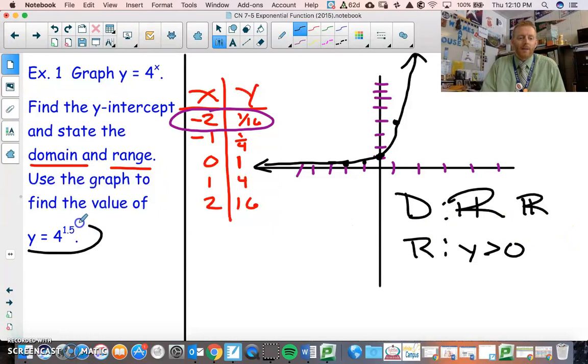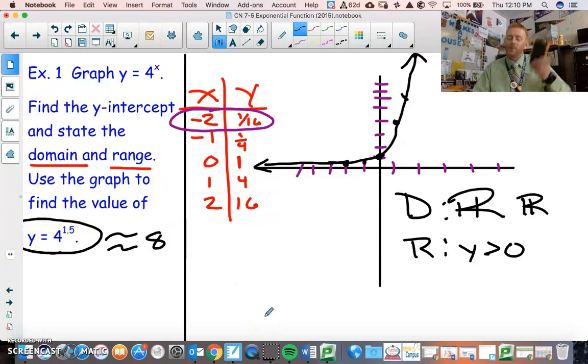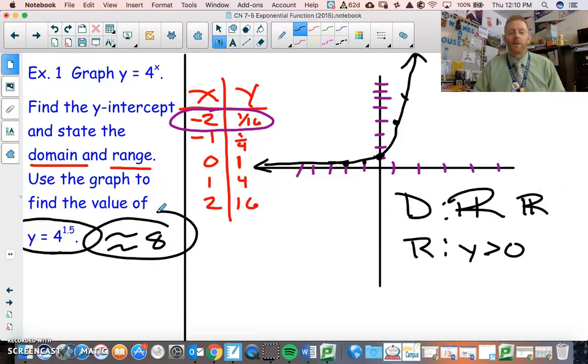The last step of this problem was to look at your graph and say, where is 1.5? If I look over here at 1 and then 0.5, I'm somewhere between this 4 and the 16. So maybe I would just call it halfway there, 8. My guess would be somewhere close to 8. And I can check with my calculator. I'm going to do that just to make sure. 4 to the 1.5, and it actually is 8. So yay. 4 to the 1.5 is 8, and I would then know the value of that just based off of looking at a graph.